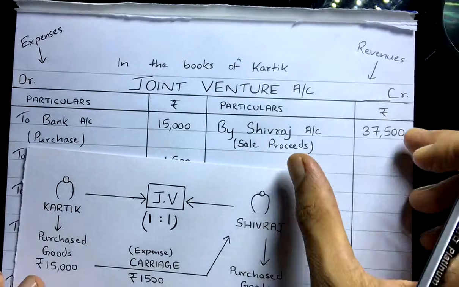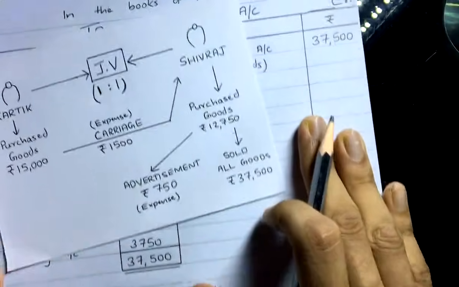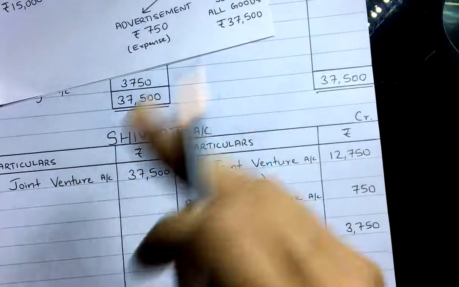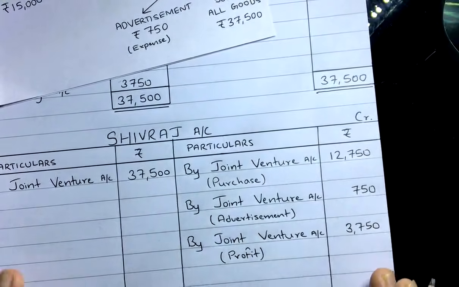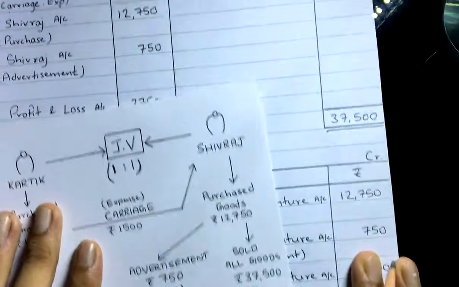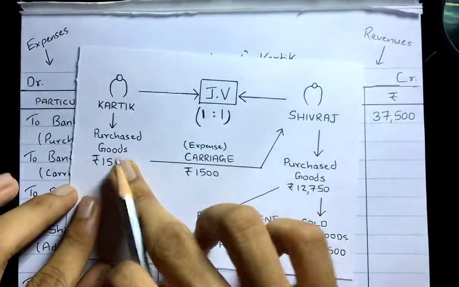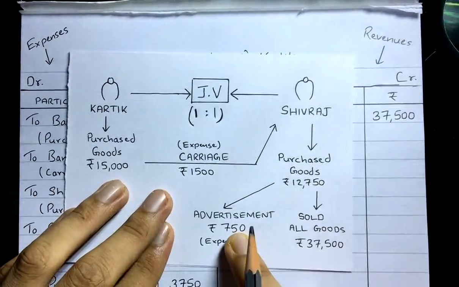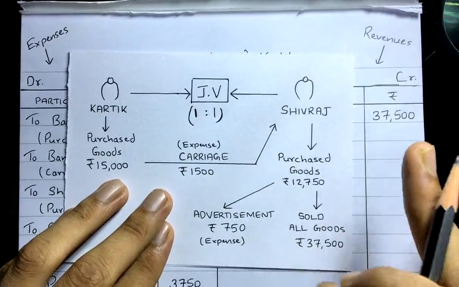Alright, then immediately go to the Shivraj account. See, by Shivraj, right? So here it will be to joint venture, cross posting, 37,500. Simple, right? And then go back to the joint venture account. Now everything is over, right? Purchase entry, expense entry, and sales entry are also over. All the postings are done, right?